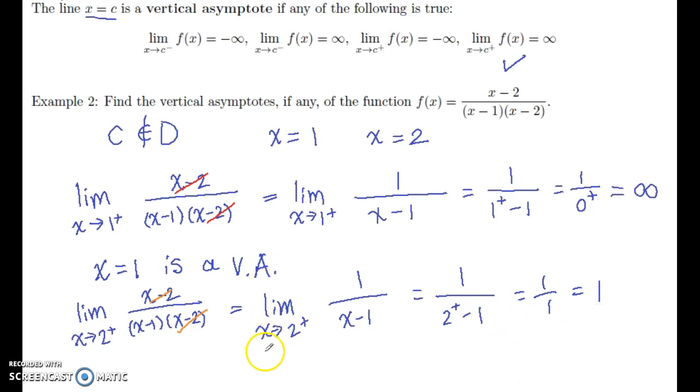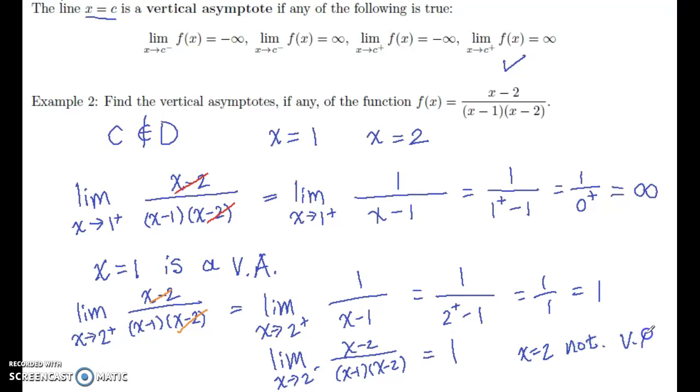You can work out the limit as x approaches 2 from the left, of x minus 2 divided by x minus 1, x minus 2. You also get 1 as the answer. So in this case, x equals 2 is not a vertical asymptote. And in fact, it's a hole in the graph.